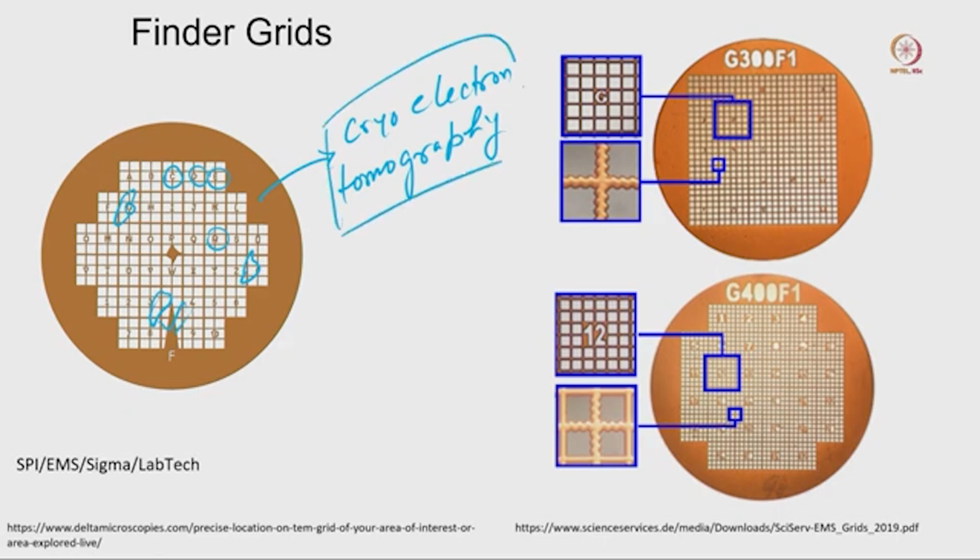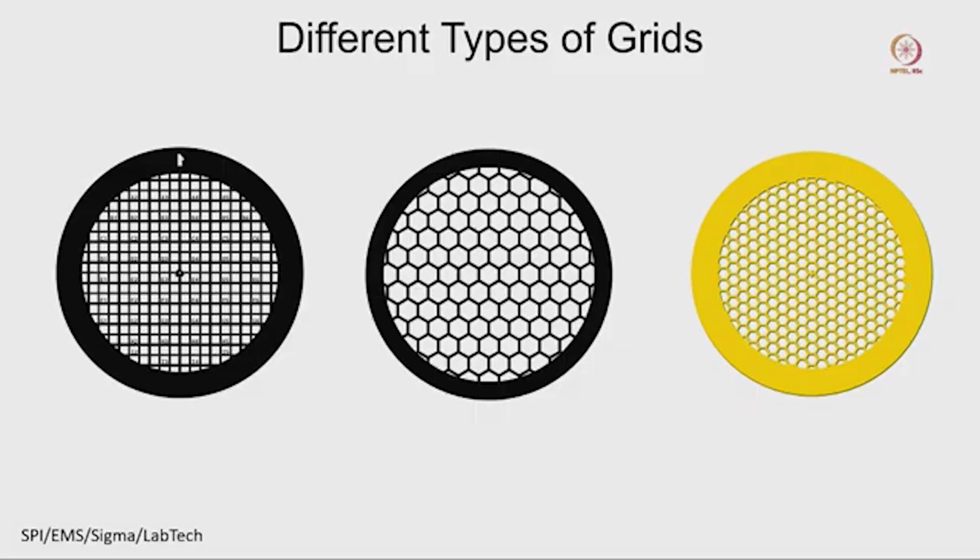Most of the time we use these finder grids for tomography samples, CLEM and cryo-CLEM type of samples, where you have a fluorescence-tagged cell or bacteria. We do the sectioning, or use FIB-SEM sectioning, and the same grid goes for tomography data collection in the 300 kV microscope. That time we use this kind of finder grid.